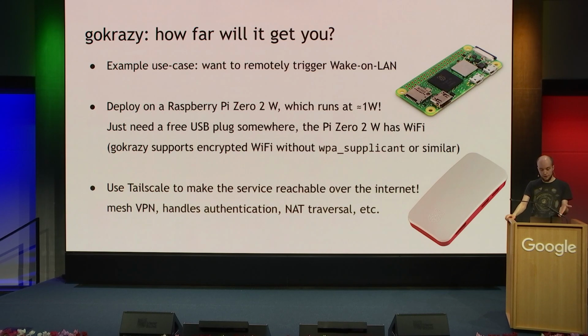And then the last ingredient here is using Tailscale. Tailscale is a mesh VPN, also written in Go. It runs just fine on gokrazy. You can use it to make your service reachable over the internet. So it handles authentication and NAT traversal and all of that complicated stuff that is annoying to set up and maintain. I really like it. I use it on all of my servers and devices by now.